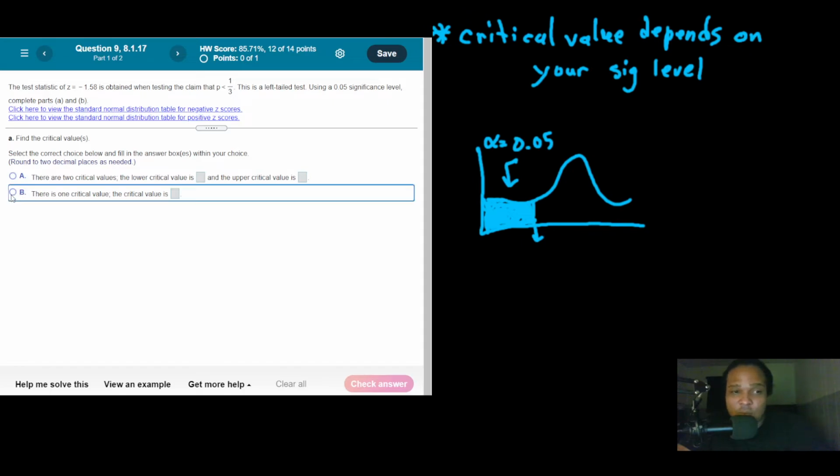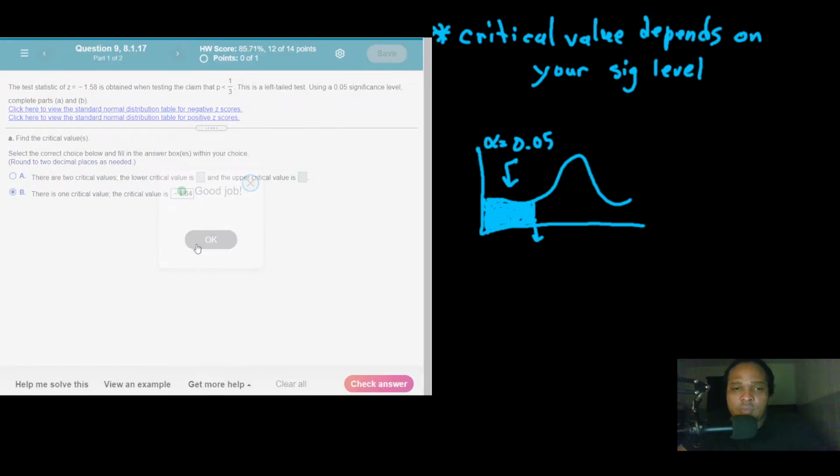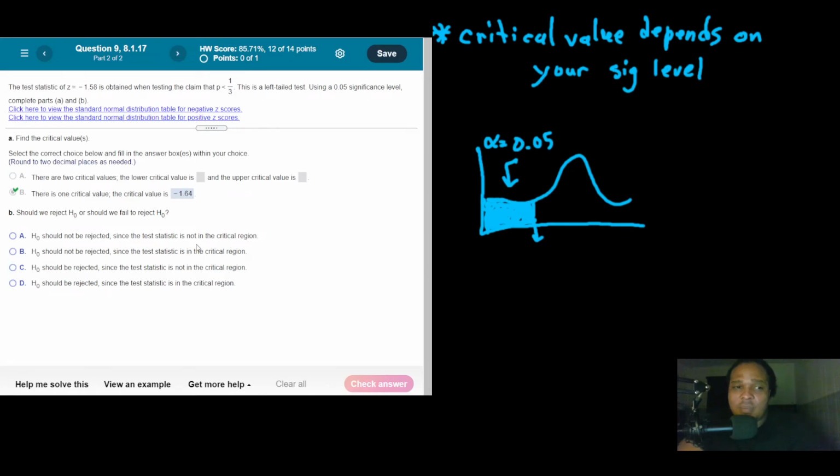Anyway, this is only going to be one critical value, and it's going to be negative. Yes, the signs matter in this case. So let's go ahead and put negative 1.64. And we got a good job. Should we reject the H0 or should we fail to reject the H0, which stands for null hypothesis?